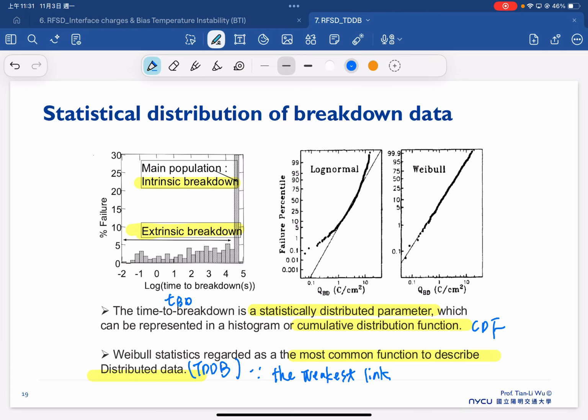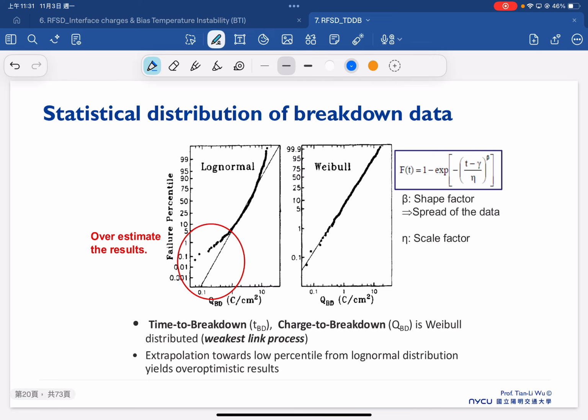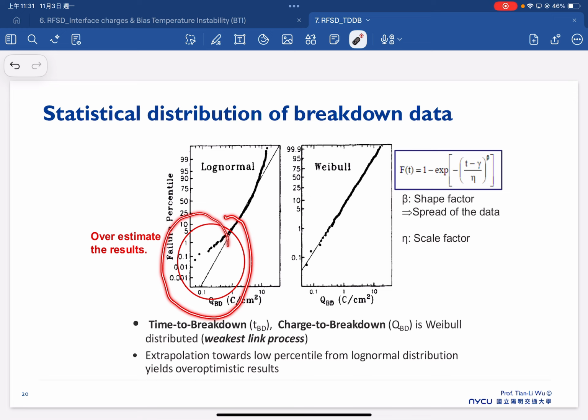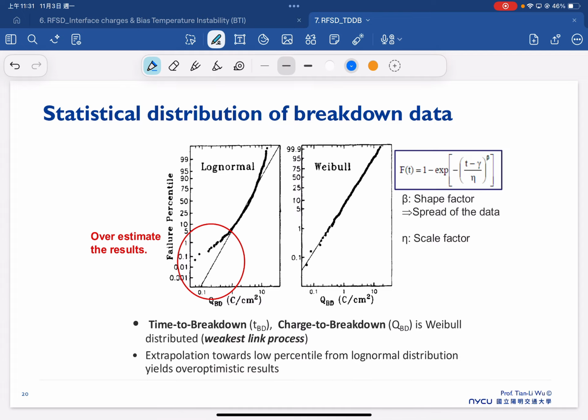So now if you look at some more results here, this is a comparison between the log normal and Weibull. We can see that in the case of the log normal, there's overfitting, overestimate here. And then if we look at the Weibull, it can be very well fitted, and there's a certain key parameter here. For example, we have the shape factor, which is beta, which is here.